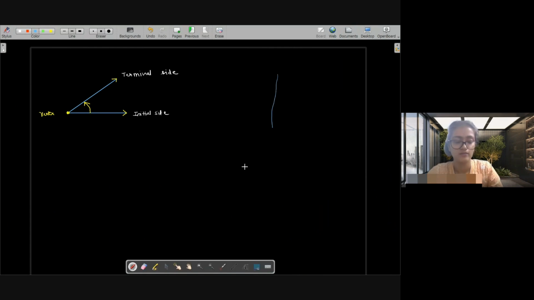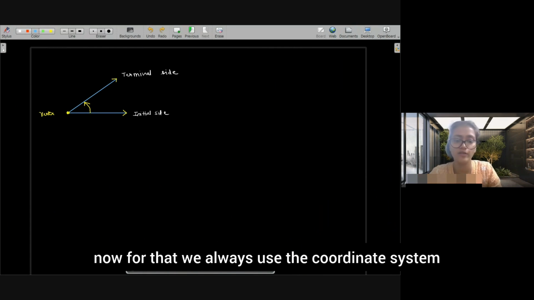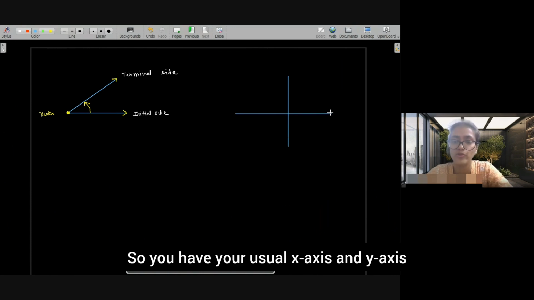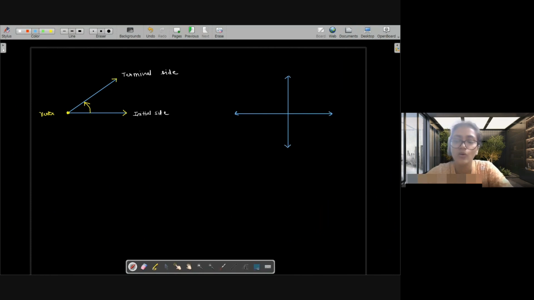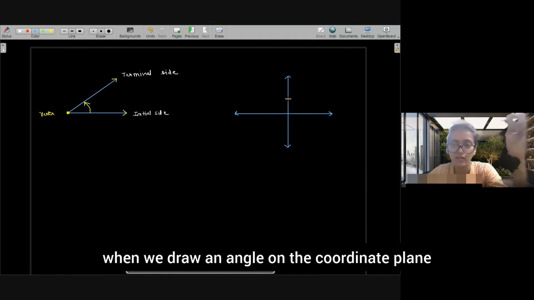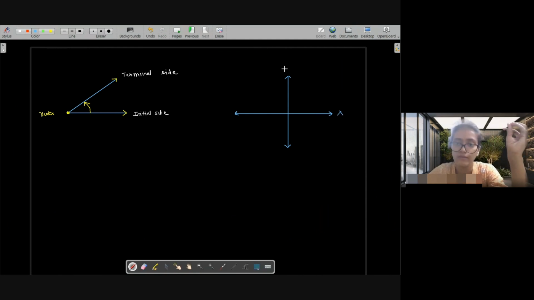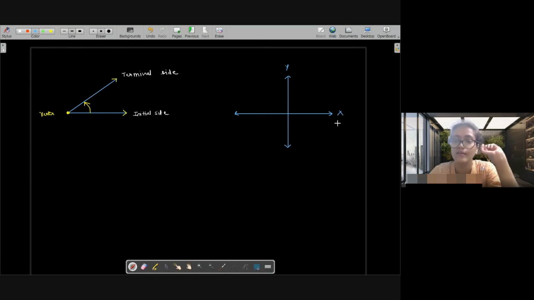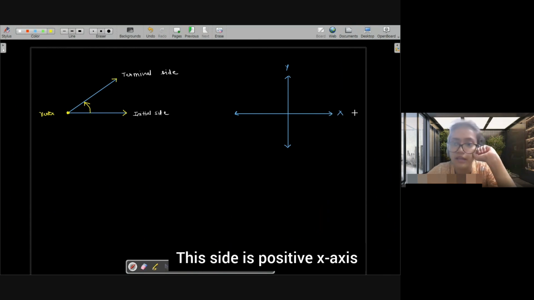Now for that we always use the coordinate system. So you have your usual x-axis and y-axis. Now, when we draw an angle on the coordinate plane, we keep the initial side on the positive x-axis. So this side is positive x-axis and this is negative x-axis. Then this is positive y-axis and this is negative y-axis.